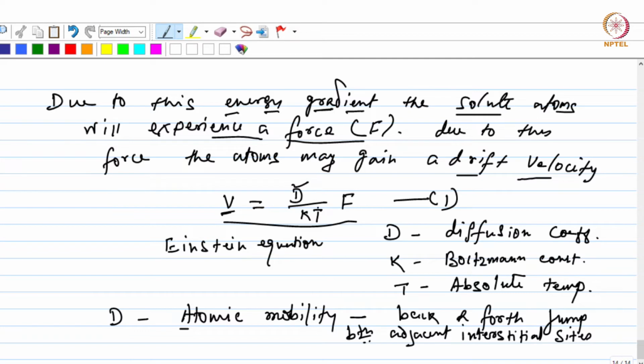Here, you have this diffusion coefficient because we are talking about the flow of atoms. So the diffusion will come into the picture. And as you know, diffusion is all about movement of atoms through the lattice. The diffusion coefficient D basically describes that atomic mobility, in terms of movement of the atoms from one lattice site to another, or from one interstitial site to the adjacent interstitial site if it is an interstitial atom.